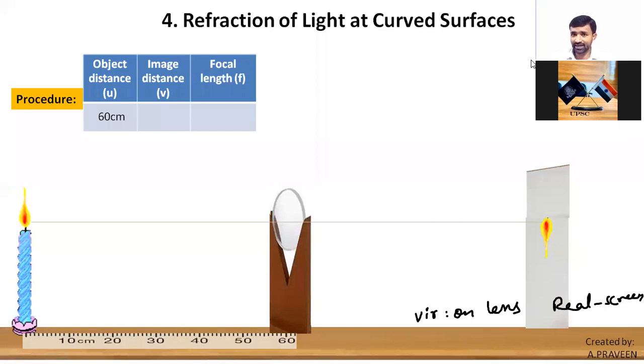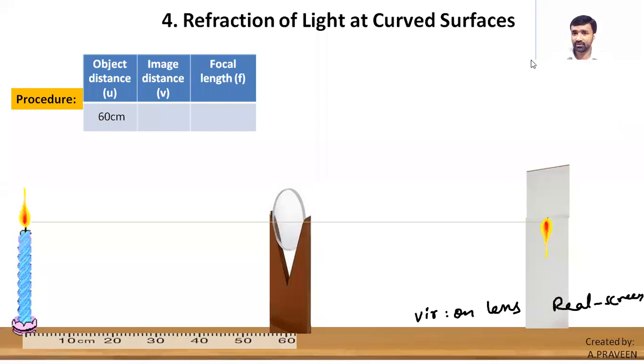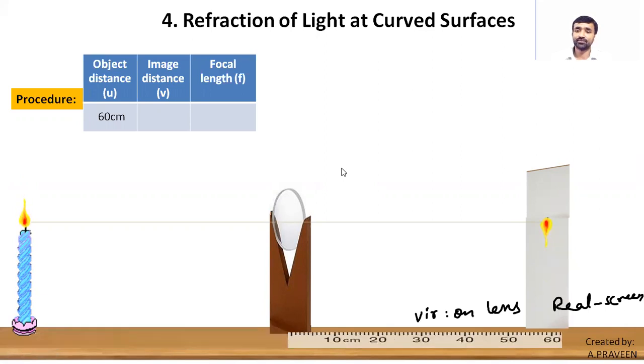Yes. Where did we obtain the image? On the screen or on the surface of the lens? On the screen. So what type of image is this? Real image, right? Then we need to measure the distance here. I'm moving the scale. Where will it be? Exactly at 60 centimeters. So note that value in the table.